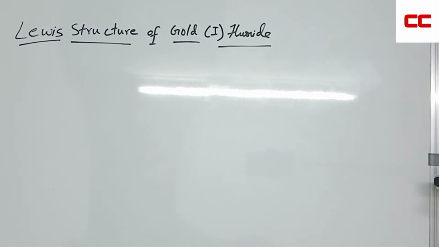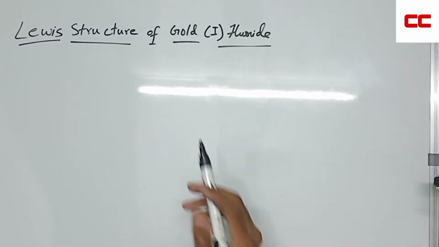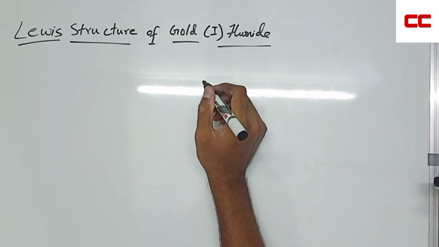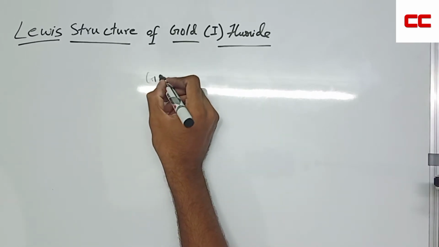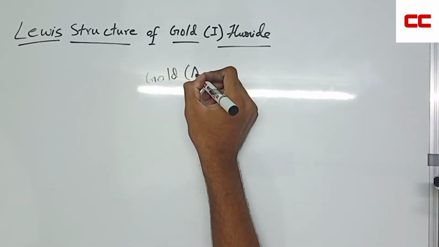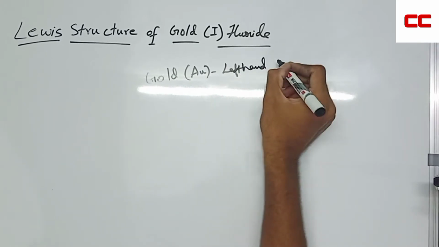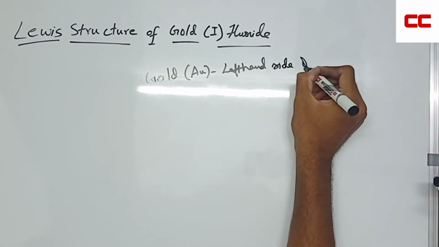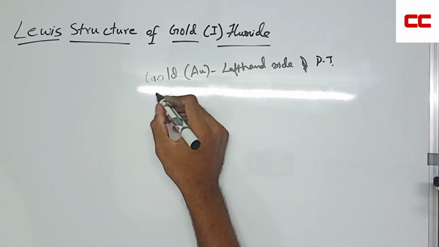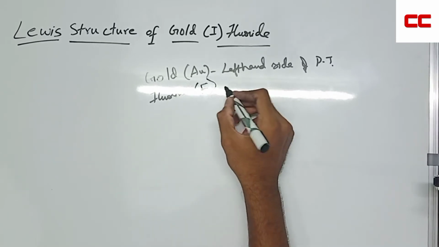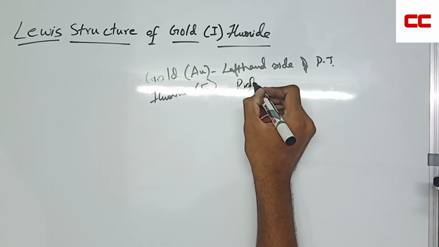Hello guys. So in today's class we'll be discussing what is the Lewis structure of gold 1 fluoride. If you see the periodic table, I'll be leaving the link of the image of the periodic table in the description down below. Gold, which is Au, comes from the left hand side of the periodic table, whereas fluorine, which is denoted by capital F, comes from the right hand side of the periodic table.